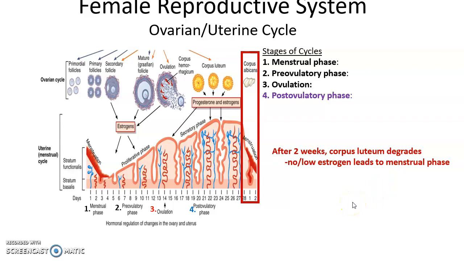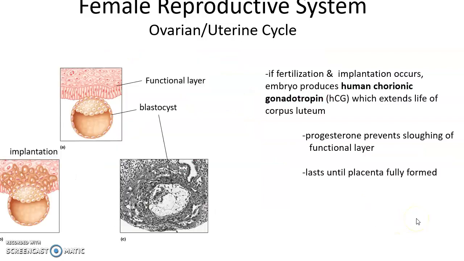So again, no to low levels of estrogen is the trigger for the beginning of the uterine cycle, for the menstruation. Then estrogen leads to the reformation of the functional layer, and progesterone and estrogen bring the final development and preparation for implantation.